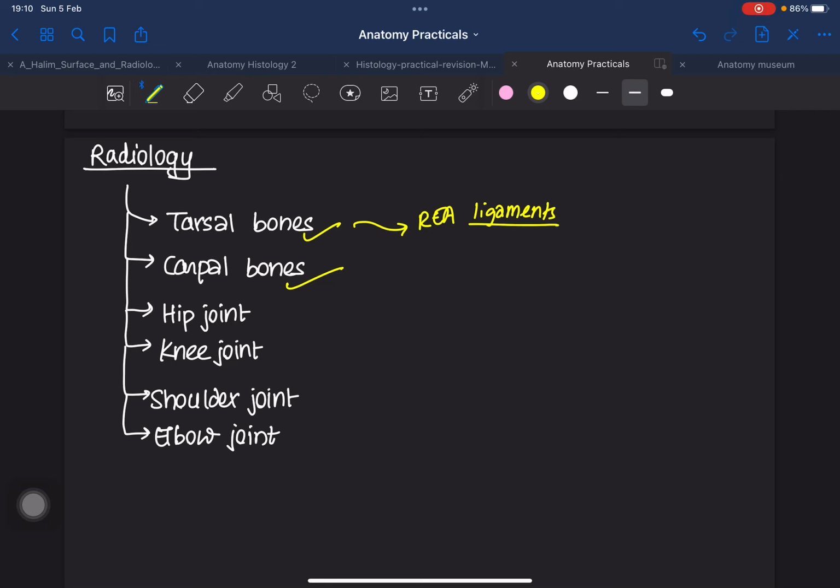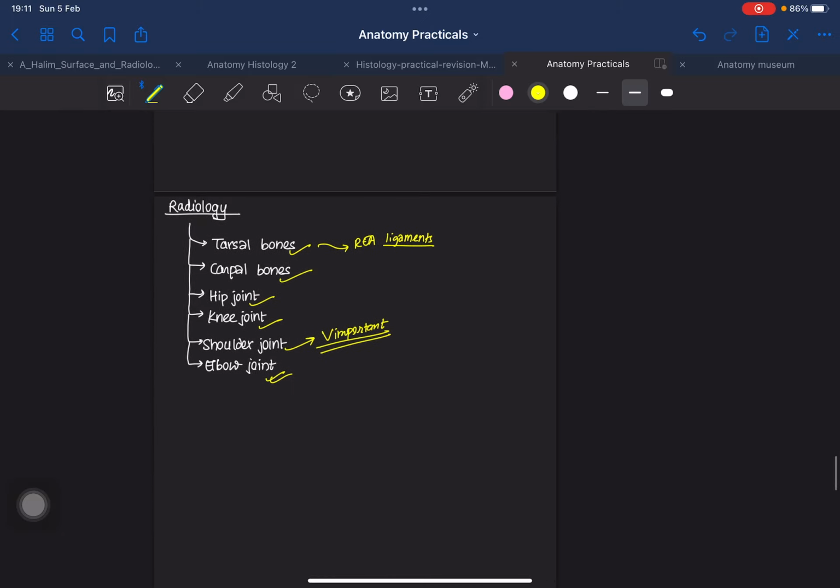The carpal bones, the hip bone is very important. The hip joint is important. The knee joint is also important. The shoulder joint is very important and will always be there on the first day. Okay, shoulder joint very important, and the elbow joint is also very important.